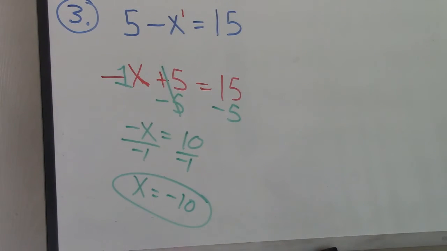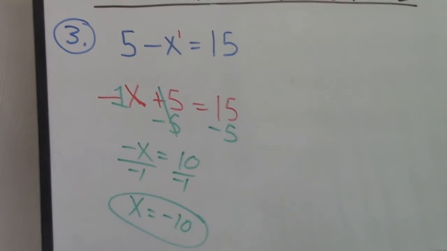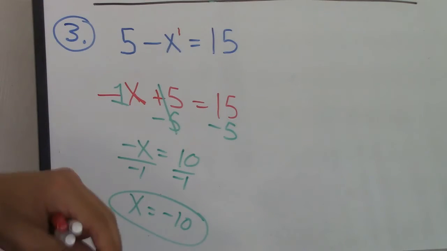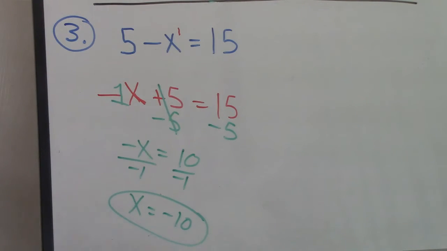So the best practice is, when you have an equation, make sure both expressions are in simplest form first, so that way it's a little bit easier to see the order that things are being done.